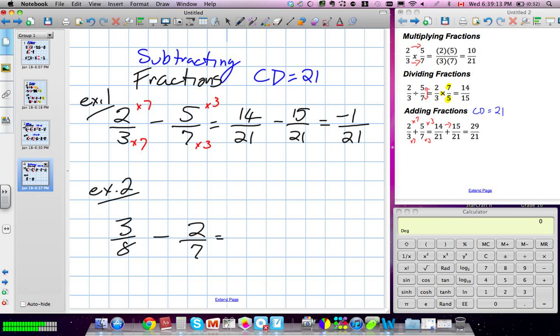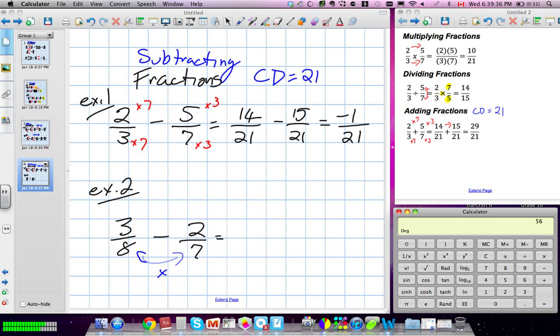48 or 46. Actually, it's probably going to be whatever 8 times 7 is. Here's a trick. For a common denominator, you can always multiply these by each other, and that will be a common denominator. So 7 times 8, I thought it was like 46. 56. It's 56. Close. And so our common denominator here is 56.